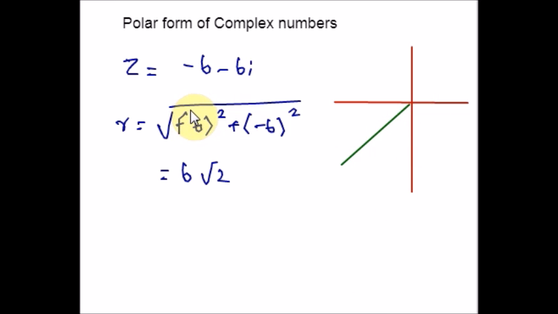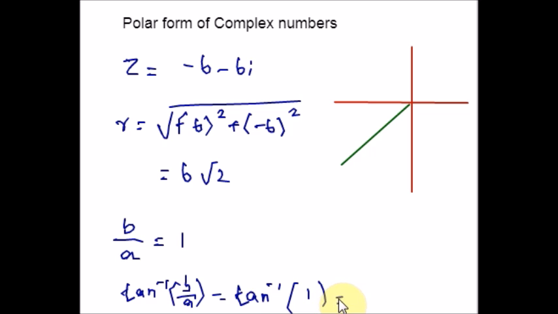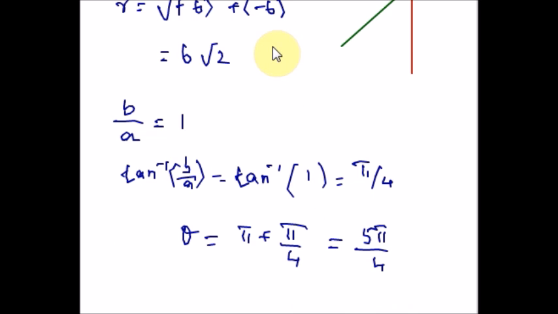Next, we are supposed to find b over a. b over a is 1 here. So tan inverse of 1 is? Tan inverse of 1 would be pi over 4 from the trigonometric ratios table or unit circle. We need an angle in the third quadrant, so let us add pi to this. So theta would be pi plus pi over 4. We got r and also we got theta now. All we have to do is write the complex number in polar form. So r is 6 root 2, theta is 5 pi over 4. Hope you're clear with this example.